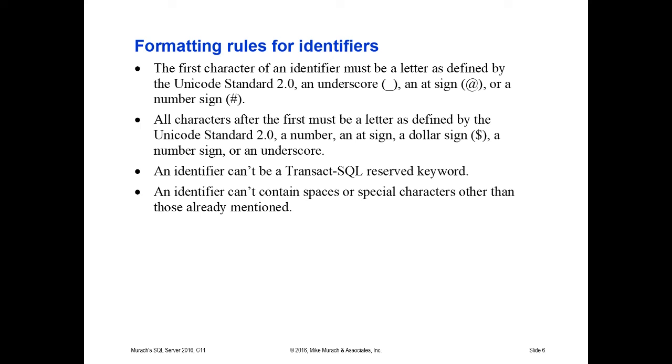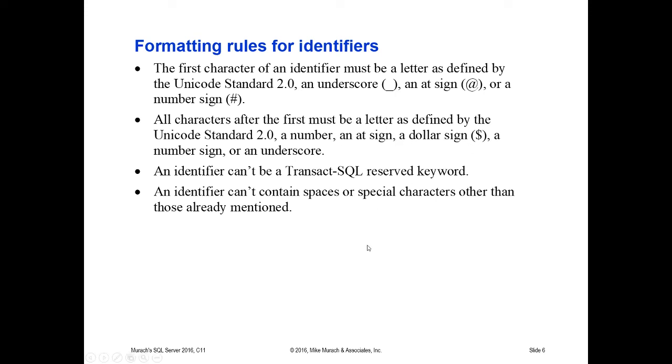So how do we name objects with the database? Basically, we decided that they were pretty much the same naming standards as we're used to with programming, but we have a little bit different rules. The first character has to be a letter, an underscore, an @ sign, or a number sign, or a hashtag. All characters after the first must be a letter, an @ sign, a $ sign, a number sign, or an underscore. So notice that we add the $ sign there.